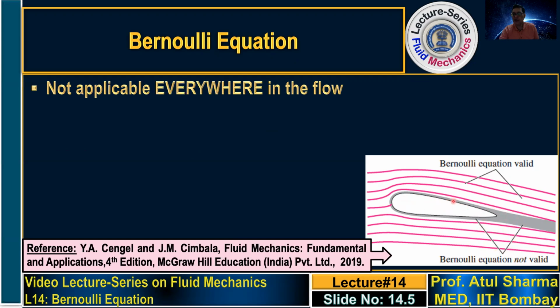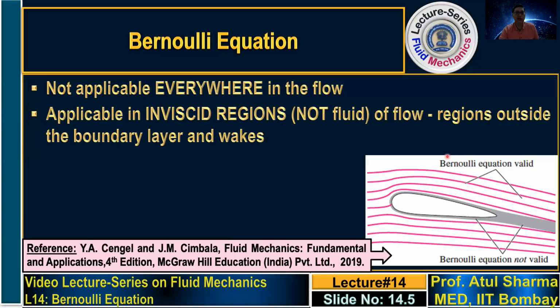Away from this region, that is the boundary layer and the wake region, as you go far away, in this region, although the fluid has certain viscosity, the velocity gradients are small enough such that the effect of viscosity is negligible. So in this region, we call it inviscid flow region. In this region, the Bernoulli's equation is applicable. The Bernoulli's equation is applicable for steady flow, inviscid flow, and incompressible flow. So as mentioned, it is applicable in inviscid regions of the flow, the region outside the boundary layer and wakes.